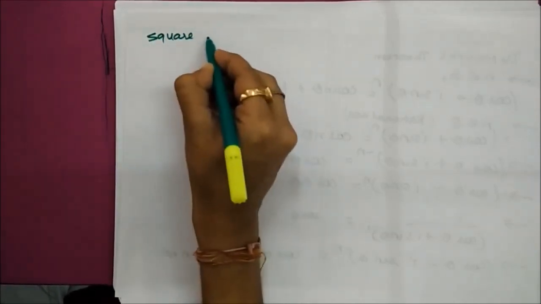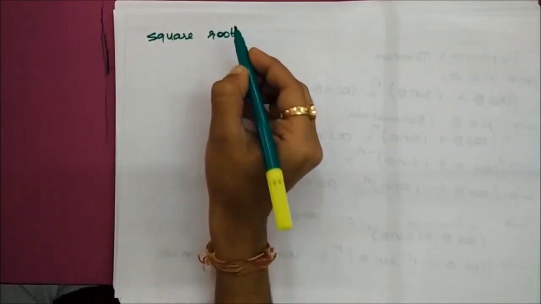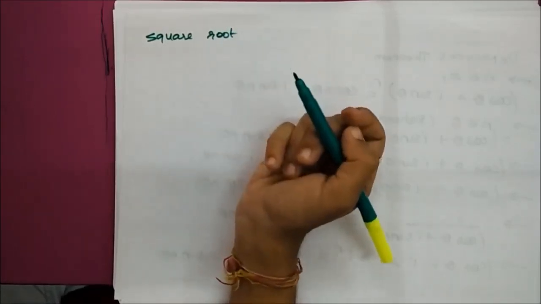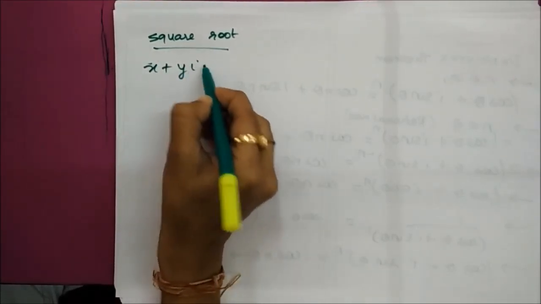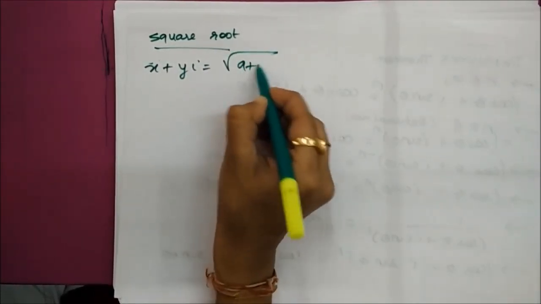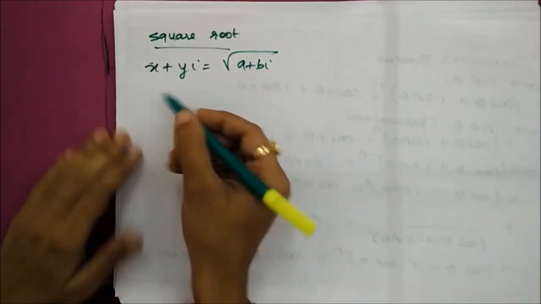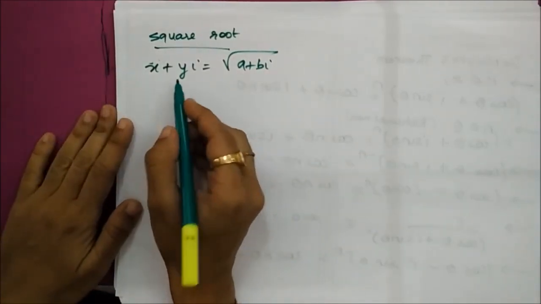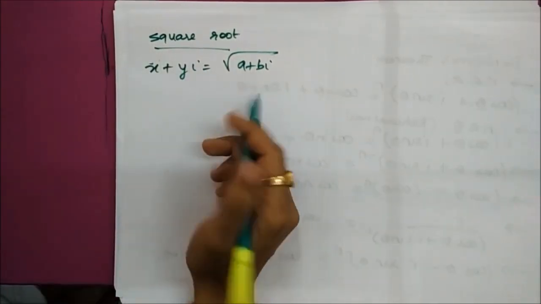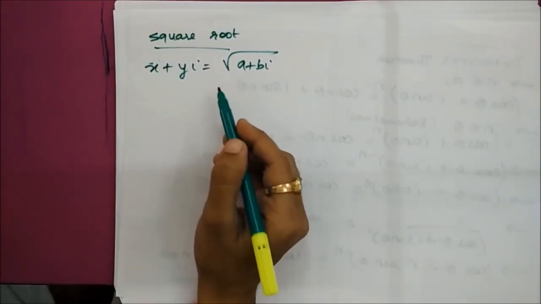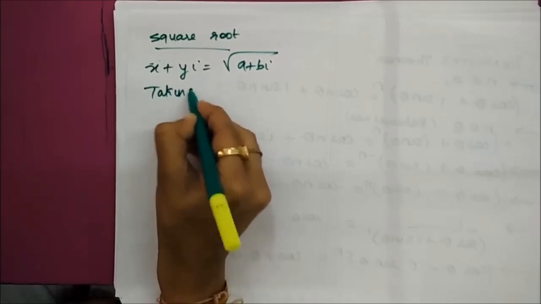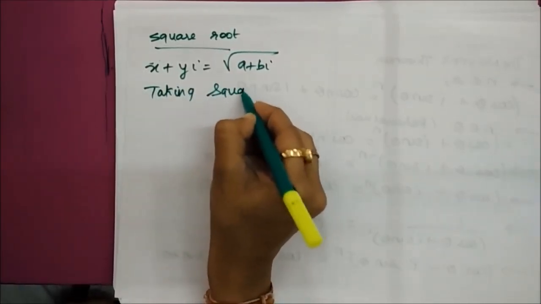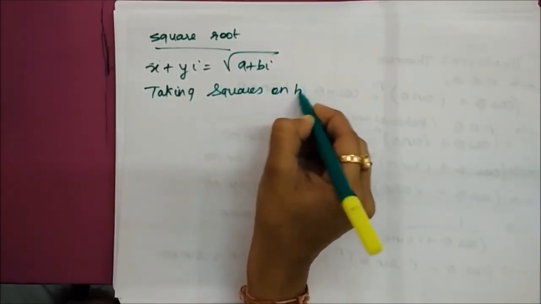Next part is the square root. Let's say x plus yi is equal to root of a plus bi. This is how we will solve. Find the square root of complex numbers. So first of all, you have to compare with a plus bi, square root of a plus bi. To remove this square root, you are taking squares on both sides.